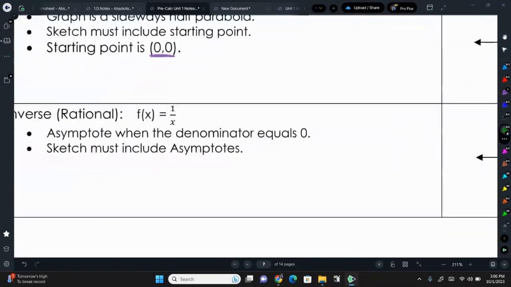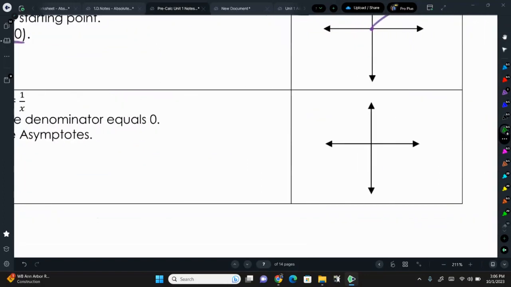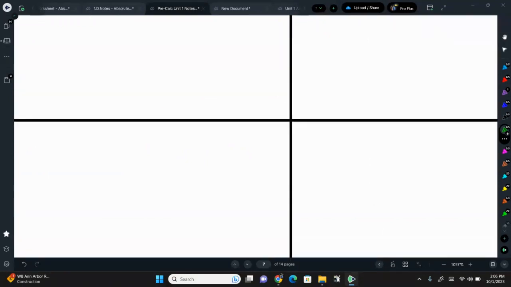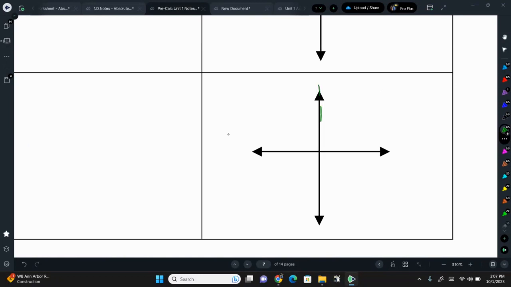And then the last one is called the inverse, or also rational function, where we have x in the denominator. When we sketch that, we must include our asymptotes, and that happens when the denominator is equal to 0. So on our sketch, we have these asymptotes, and this graph will have 2 branches and look like that.